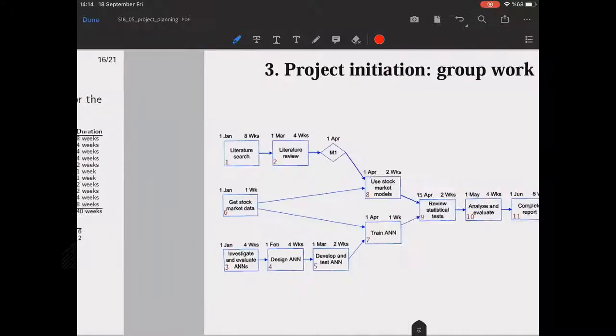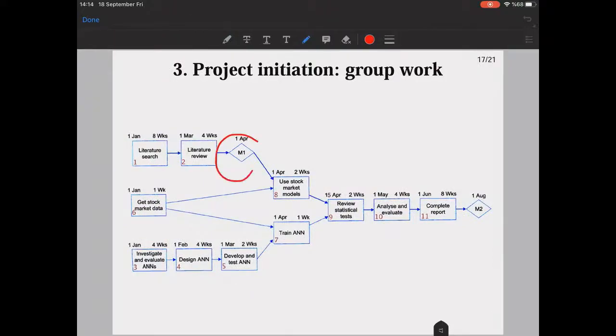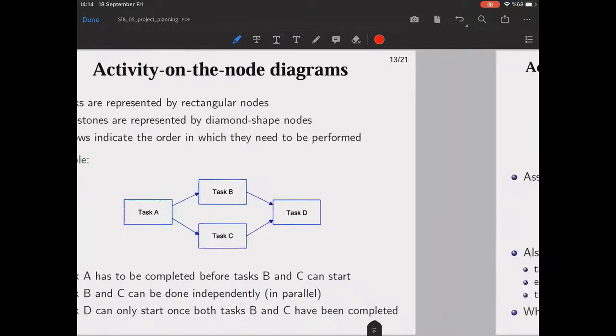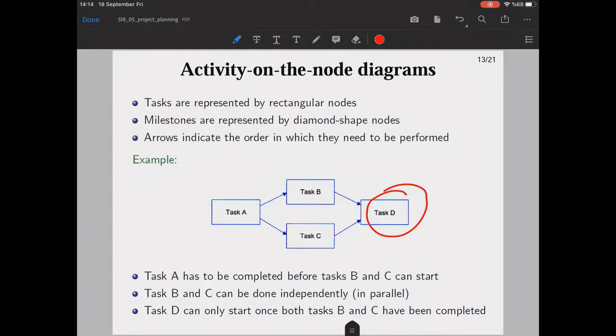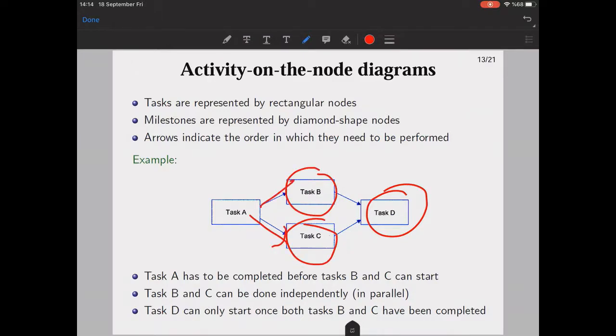Diamond-shaped nodes look like this. Your milestones are represented like this. And arrows indicate the order in which they need to be performed. You see that task B and task C come right after task A is finished, and task D happens only after task B and task C are finished.